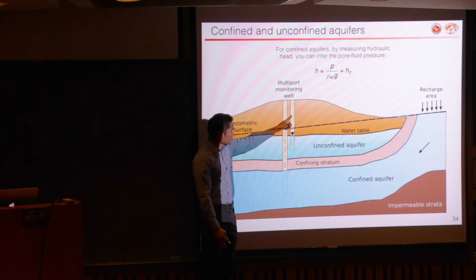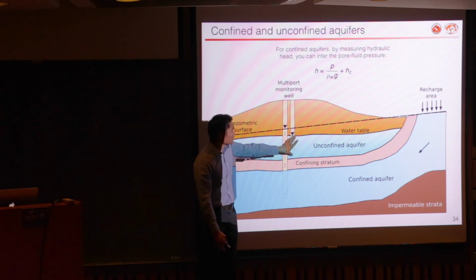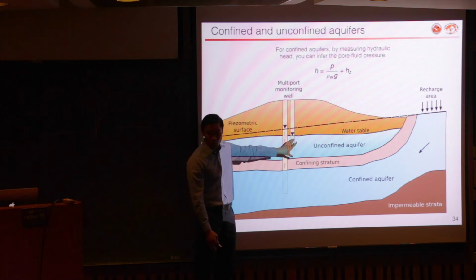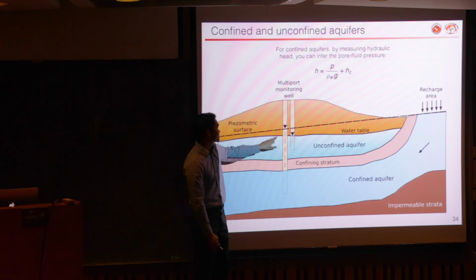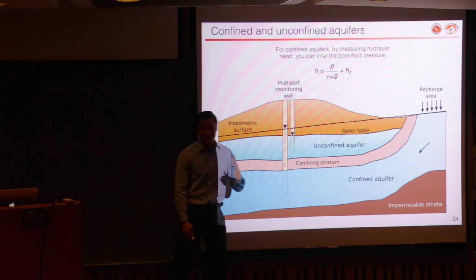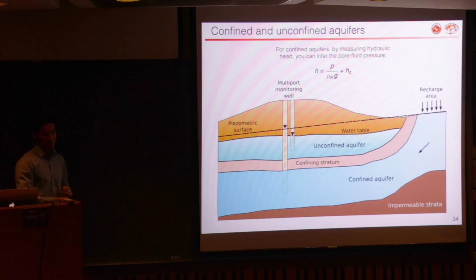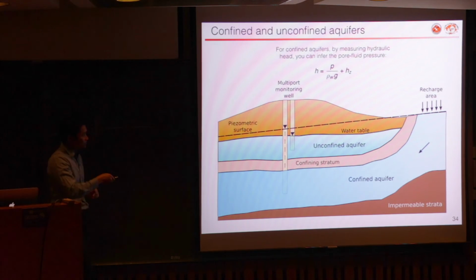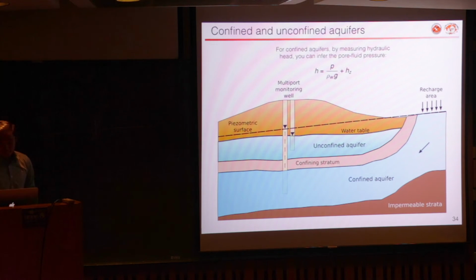If you use a monitoring well to monitor water levels, for an unconfined aquifer, what you measure is directly the water table. For a confined aquifer, what you're actually measuring is what's called the piezometric surface, where the hydraulic head is directly proportional to pore pressure. So this is very useful. By measuring hydraulic head, we can measure pressure of a confined aquifer.